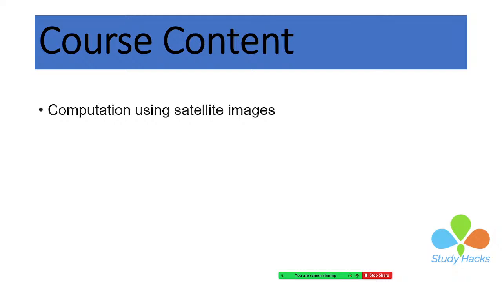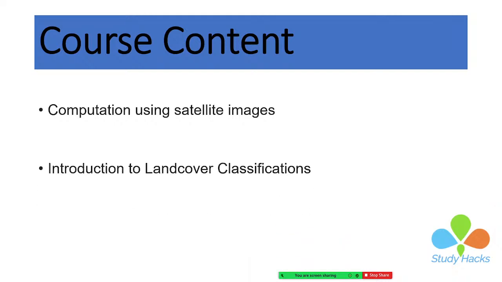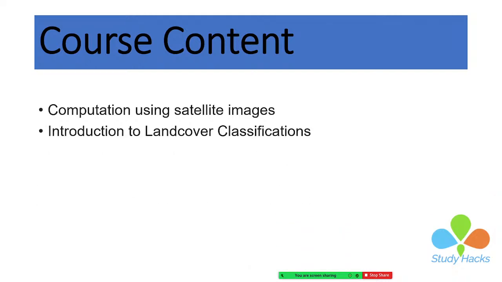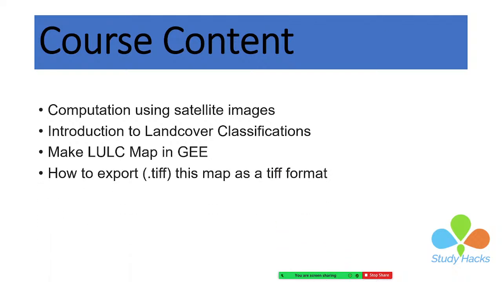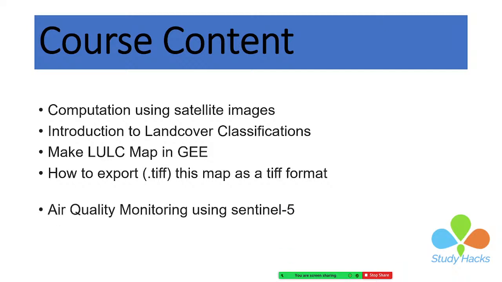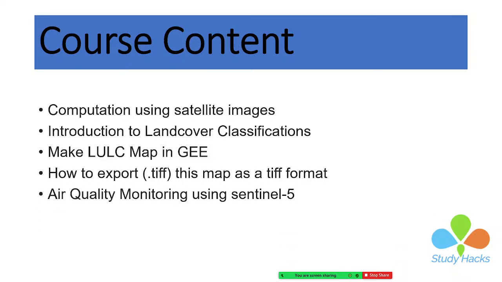Suppose calculating the different types of indices such as NDVI, NDWI or other indices, how you can easily do using the Google Earth Engine platform. Then we also discuss the introduction to Landcover classification map, then make the Landcover classification map in Google Earth Engine. We also talk about the details here, then how to export the map in TIFF format. Then we move to air quality monitoring.